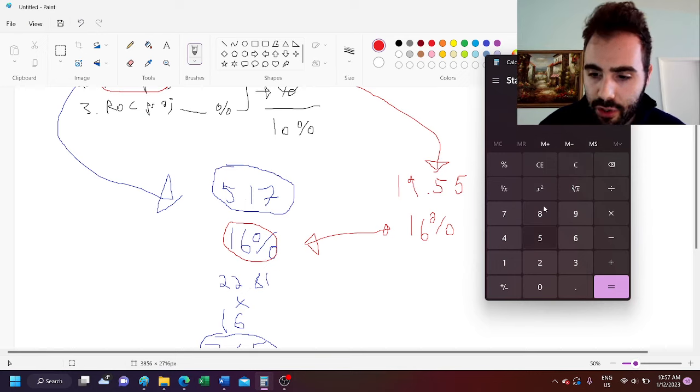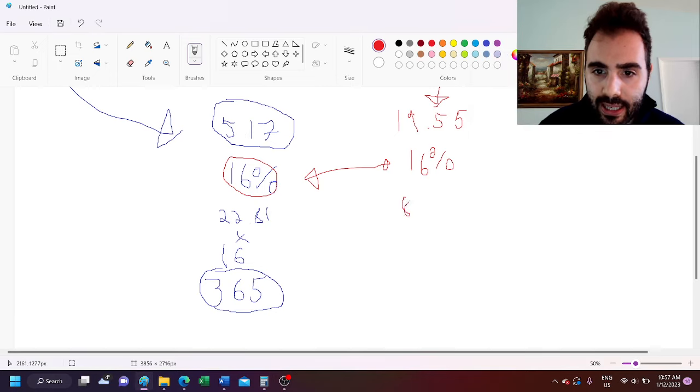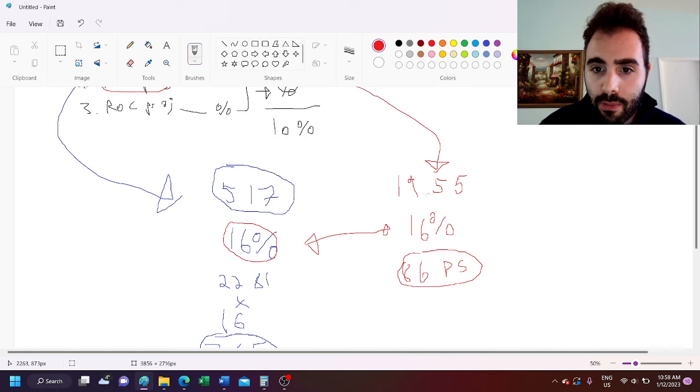So $19.55 is what its book value per share is currently. Let's grow that out 10 years into the future at 16% per year. 1, 2, 3, 4, 5, 6, 7, 8, 9, 10. So we're saying in the future, Google's book value per share will be $86 per share in 10 years' time. So keep in mind, its current book value per share is $19.55.